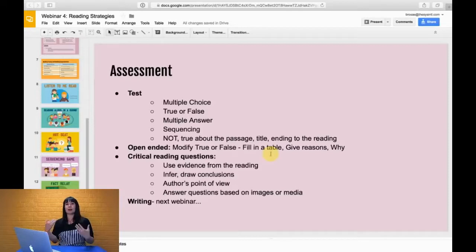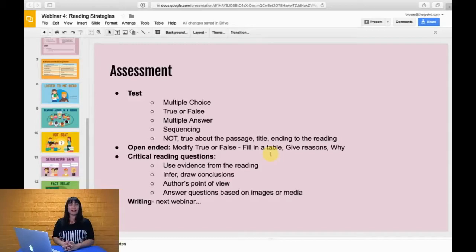Open-ended is something that's a little bit harder, something that you need to teach students to answer and even come up with questions when they write them, like we talked about earlier. But the idea is you might want them to do modify true and false, or fill in some kind of table with a feeling, why they feel this way, and how they resolved it. Give reasons or why. You always want to do critical reading questions with students. This is really aligning to the Anchor standards of Common Core or other types of standards. You want them to use evidence from the reading to prove something, or they infer something, draw conclusions, and then give that evidence. Maybe even talk about author's point of view and answer questions based on images or media.